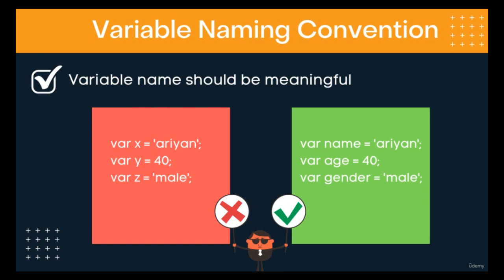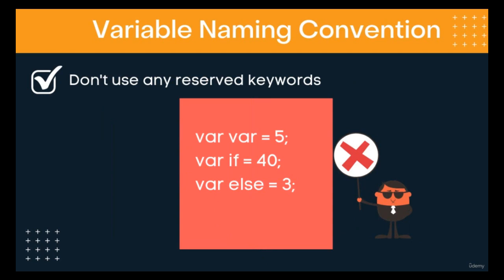So you have to put meaningful names, like var name, var age, or var gender. And then also don't use any reserved keyword. There are some reserved keywords in JavaScript, and you cannot use them as a variable name. Like var, which is one of the keywords. If you use a reserved keyword, it will display an error. You cannot use var, and you cannot use if or else. That is some of the restrictions. You cannot use any reserved keywords.